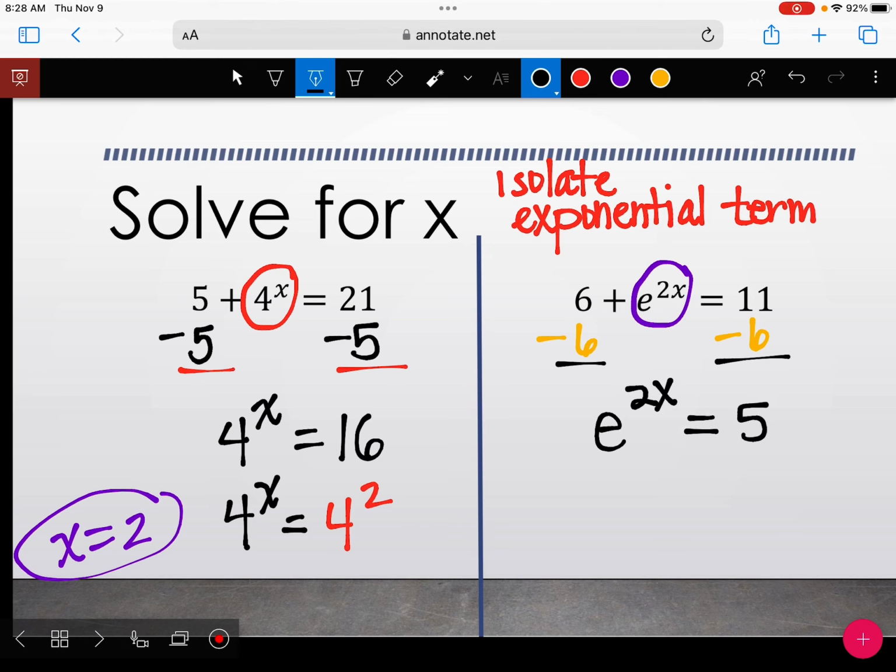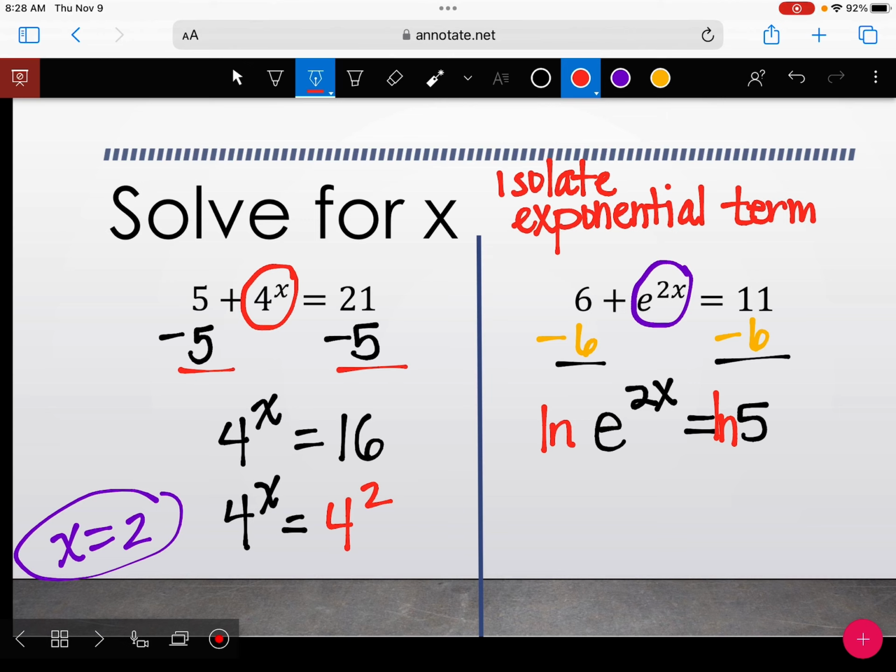So now what we have to do is introduce a log when you cannot rewrite both sides with a common base. So there isn't a way that I can rewrite 5 with a base e. When that's not an option, we have to introduce a log. Now, we do have a log with a base e. Which log on our calculator has a base of e? Natural log. So we're going to put in a natural log on both sides. It has to be a natural log, though.